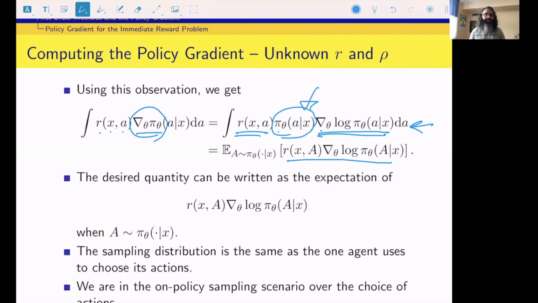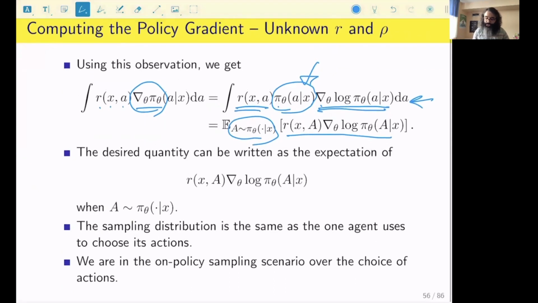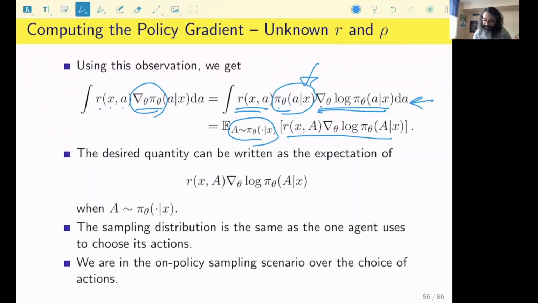This is interesting because now the actions are coming from the distribution pi theta, which is the same distribution that the agent chooses for its action. So if we have a random variable like this, R of x and A times the gradient of log of pi, and actions are coming from that distribution, that would be an unbiased estimate of this expectation, which is equal to this integral that we need. So based on this interpretation, we are in the on-policy sampling scenario, because the quantity that we want to estimate requires the same sampling distribution that our agent is choosing its action from. So that's great.